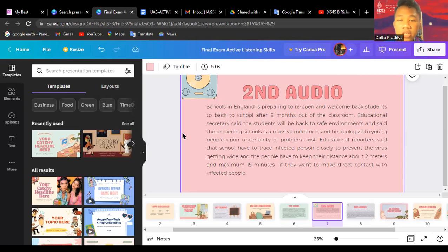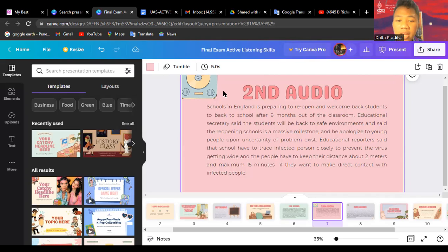Schools in England are preparing to reopen and welcome students back to school after 6 months out of the classroom. The Education Secretary said the students will be back in a safe environment and said the reopening of schools is a massive milestone. And he apologized to young people for the uncertainty of the problems that exist.